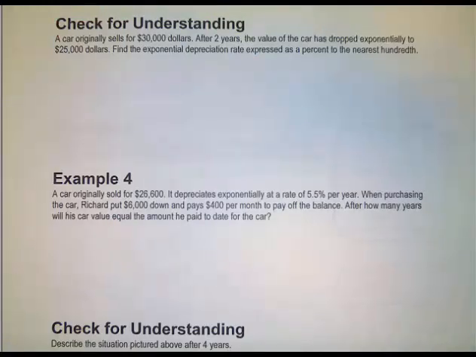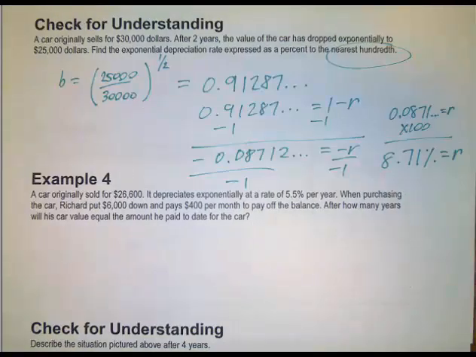So this check for understanding is a little bit different. A car originally sells for $30,000. After 2 years, the value of the car has dropped exponentially to $25,000. Find the exponential depreciation rate to the nearest hundredth of a percent. So I lied. This is exactly like the other one. So pause the video and you try. So hopefully you got a rate of 8.71%. So I used the formula from the previous page and got 0.91287... and then I set it equal to my 1 minus r.